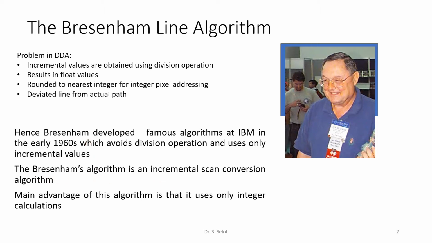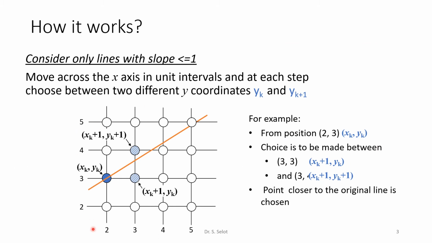It is an incremental model. As is seen in the diagram, if this is the current pixel, then the next pixel to be chosen is either the one which is below the line or the one which is above the line. The decision is based upon the fact that the pixel which is nearer to the line path is taken as the final pixel. In this particular diagram, we find the upper pixel is nearer to the current line path, hence this will be chosen.